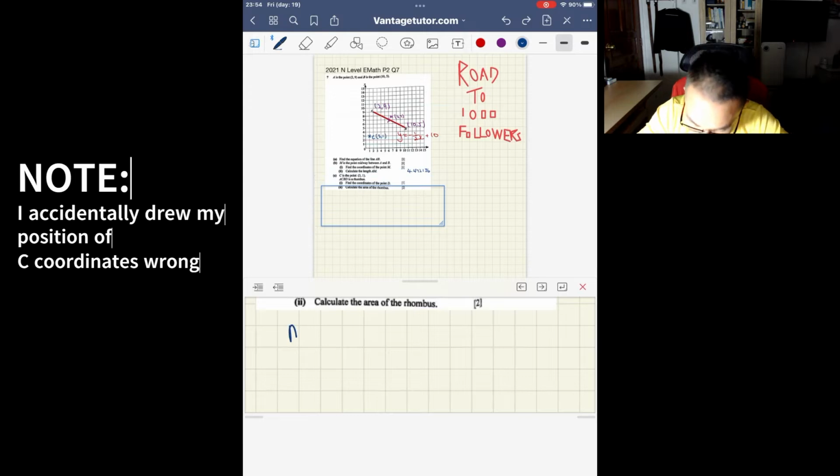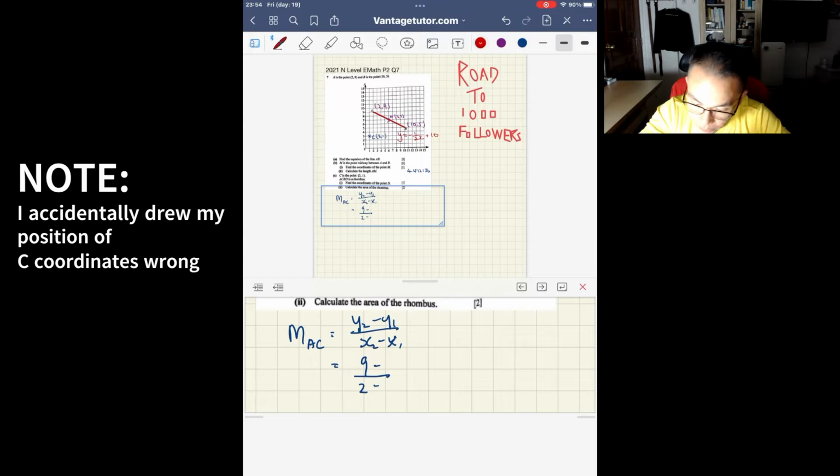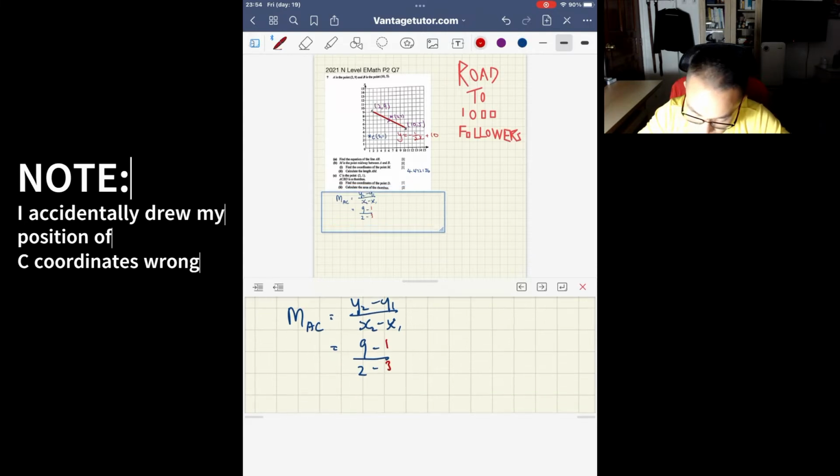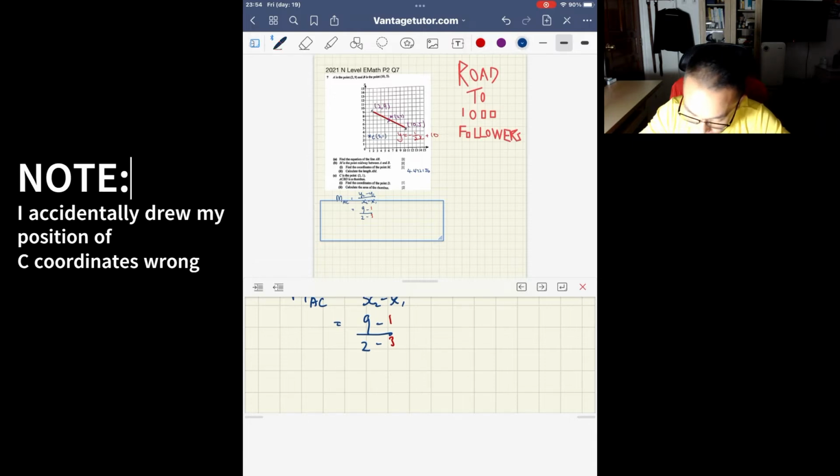So gradient of AC, if you recall, just apply the formula, y2 minus y1 over x2 minus x1. So just put in the values, y2 is 9, letting my A be the y2, minus away the other set of coordinates, which is 1 over 2 minus 3. Okay, from here I can evaluate. This is going to be 8 over negative 1. I'm going to leave it as this.